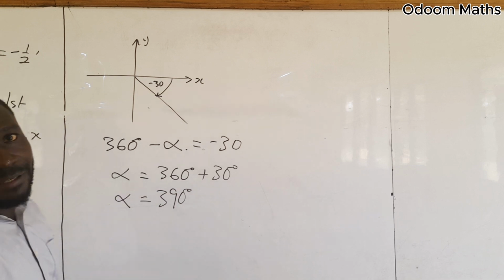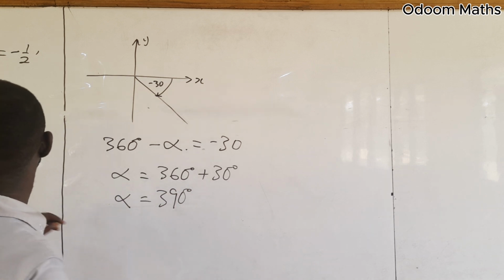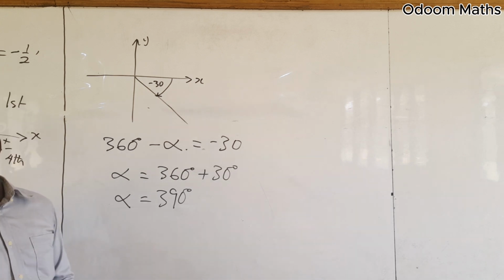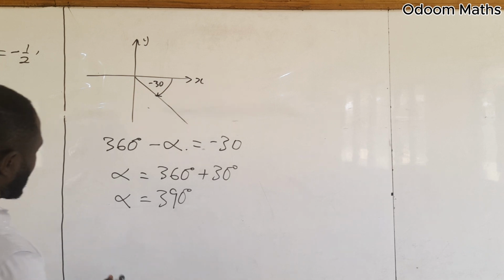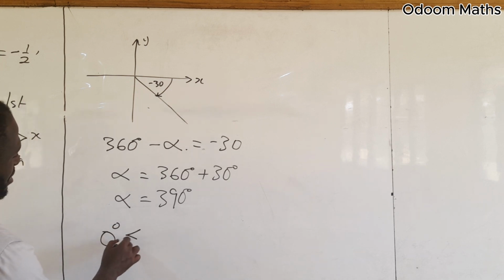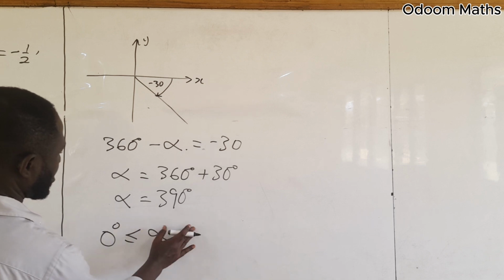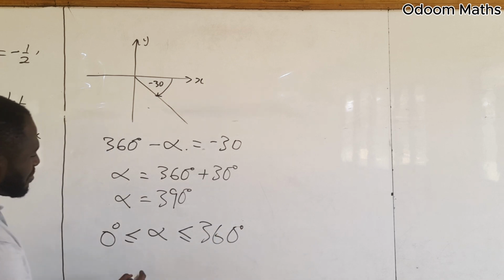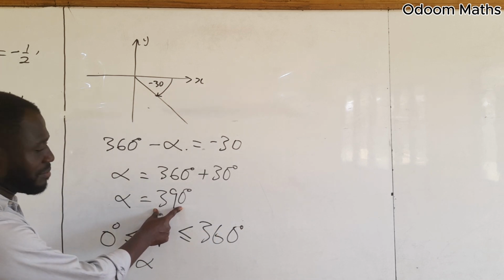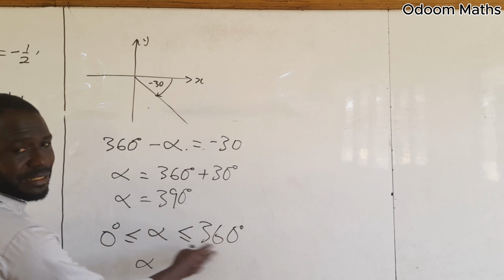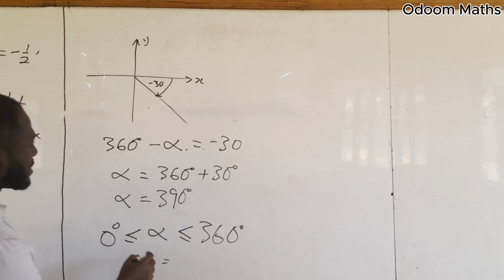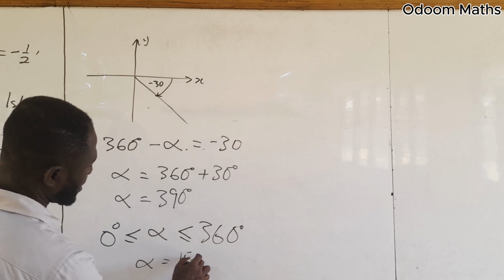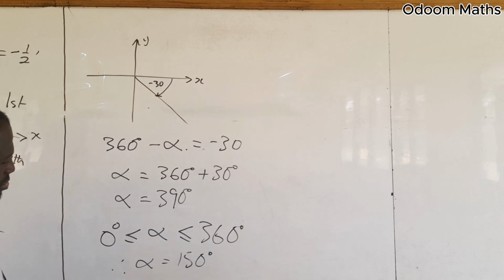But we are told that alpha should lie from 0 degrees to 360 degrees. So alpha can never be 390, because that is more than 360. So alpha is the first answer that we got from calculation, that is 150 degrees. So this is alpha.